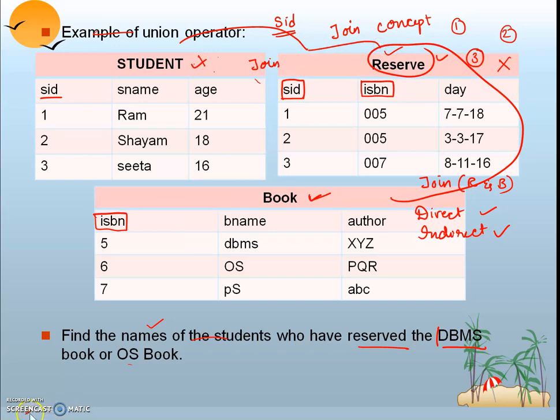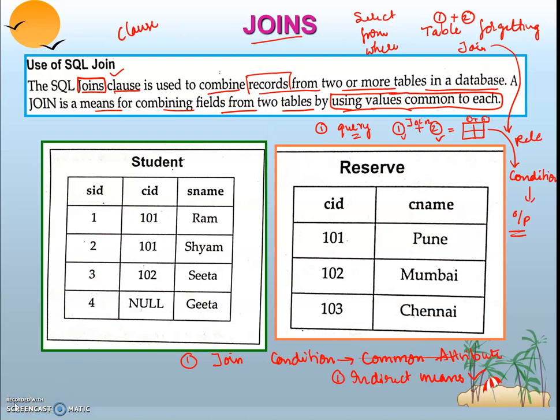Let's go back to the concept again. Let's look back at the conditions again. The first one: there should be a common attribute between both the tables. If not, you have to check whether there is any indirect means of connecting the tables, like how we have seen just now. Now let's get into the example.